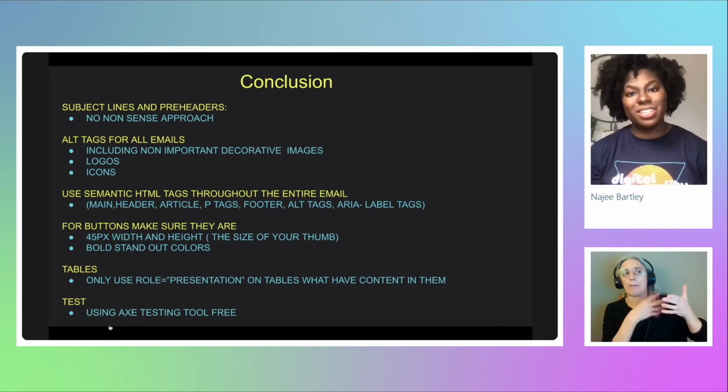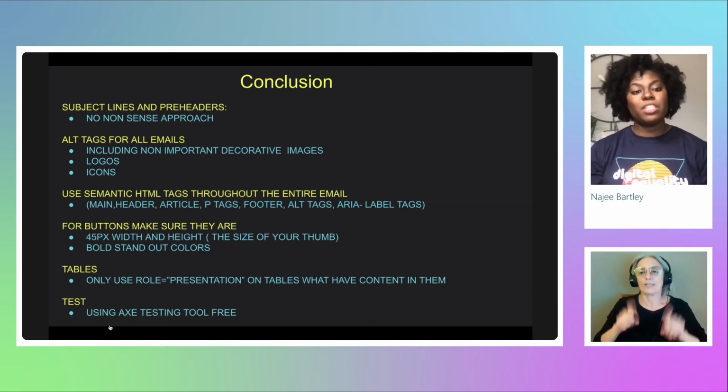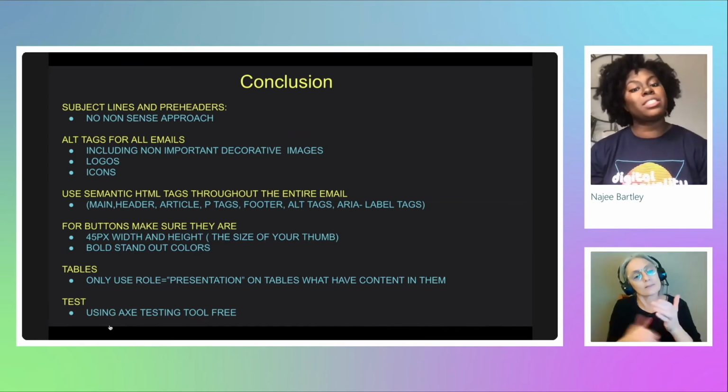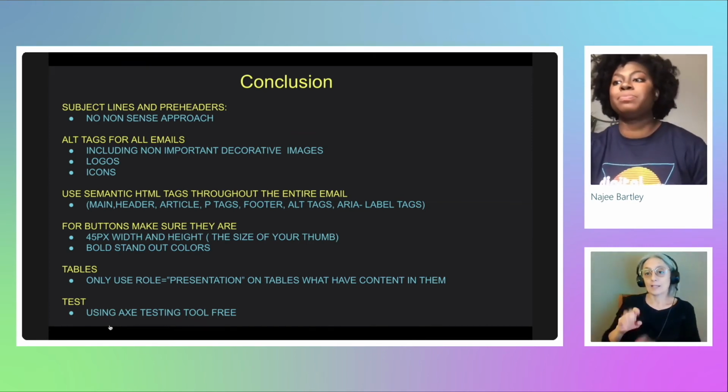Always test. Testing is your best friend. It's always going to be good for you. So test using the Axe testing tool. Don't ever hesitate to do that.